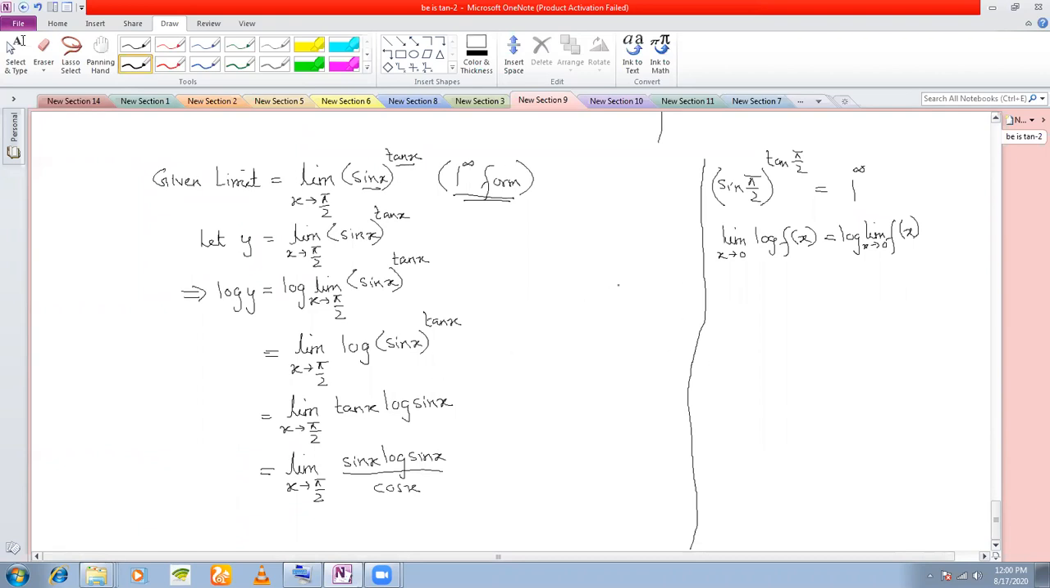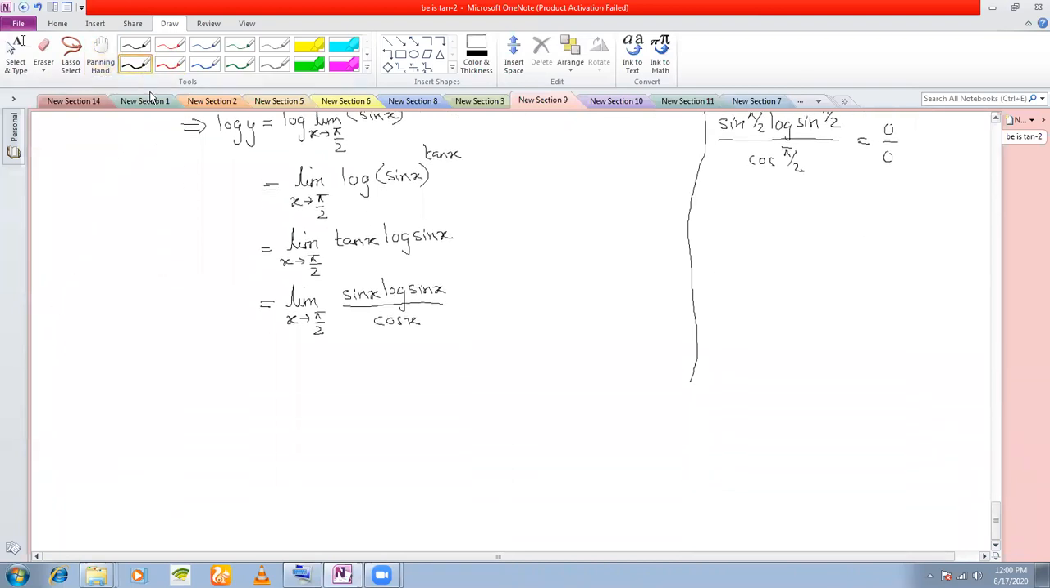Now once I have got this, we'll check what form this is. So you put x is equal to pi by 2, you get sin pi by 2 log sin pi by 2 divided by cos pi by 2. So what is this form? This is a 0 by 0 form. Okay. Now we'll apply L'Hospital's rule.